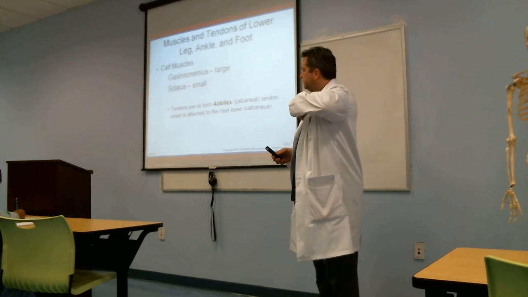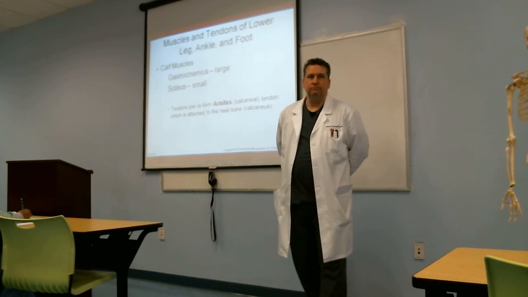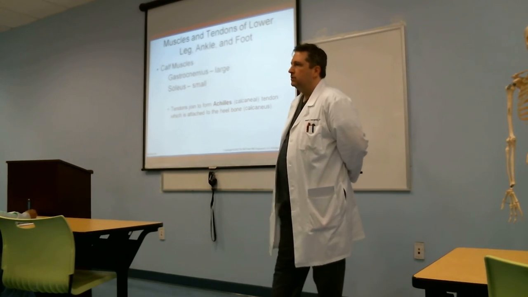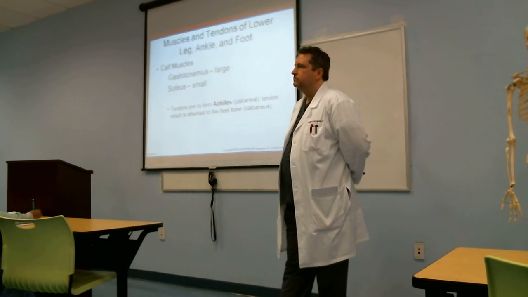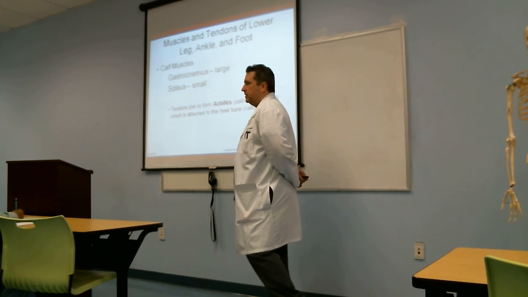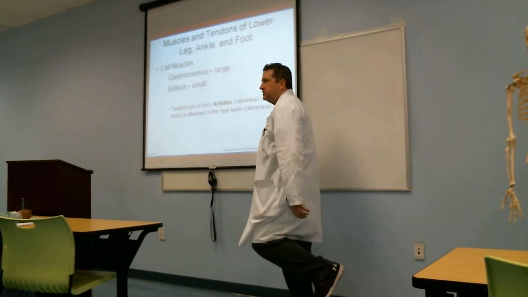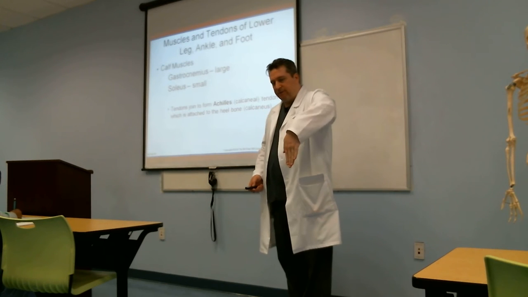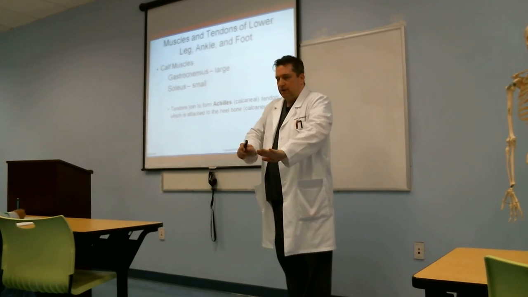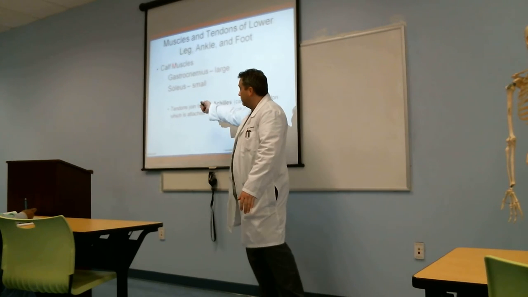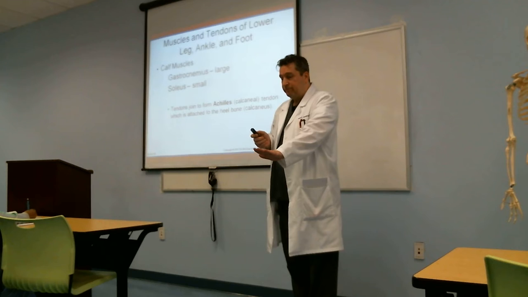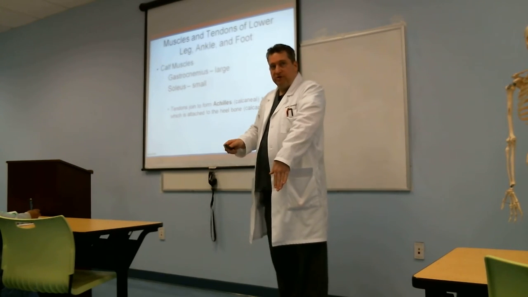Tendons join to form the Achilles. Calcaneus. Yes, that is the big heel bone. So the tendon that comes from the gastrocnemius and soleus muscles together forms a long tendon that attaches to that heel bone, the calcaneus. So when that muscle contracts, it causes the foot to pivot downward, because it pulls up on the heel. Both of these together, the calf muscles, become this one tendon. It pulls up on the heel, which causes the toes to point downward.